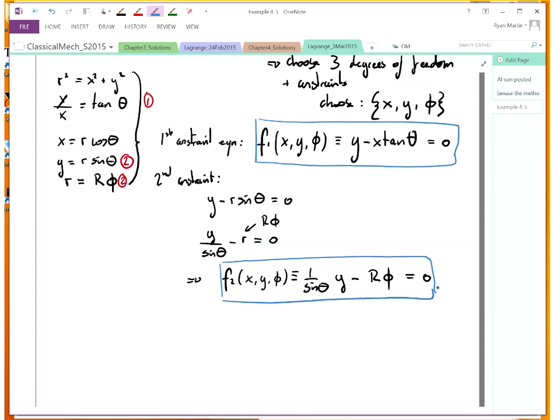Right, so now I have two constraints to form f equals 0. And so f2 I could have just as easily written in terms of x instead of y, right? Because I used the fact that y equals r sine theta, I could have used the fact that x equals r cos theta, and then I would have 1 over cos theta x minus r phi equals 0. But I only need one such equation. Any questions about that, these constraint equations?